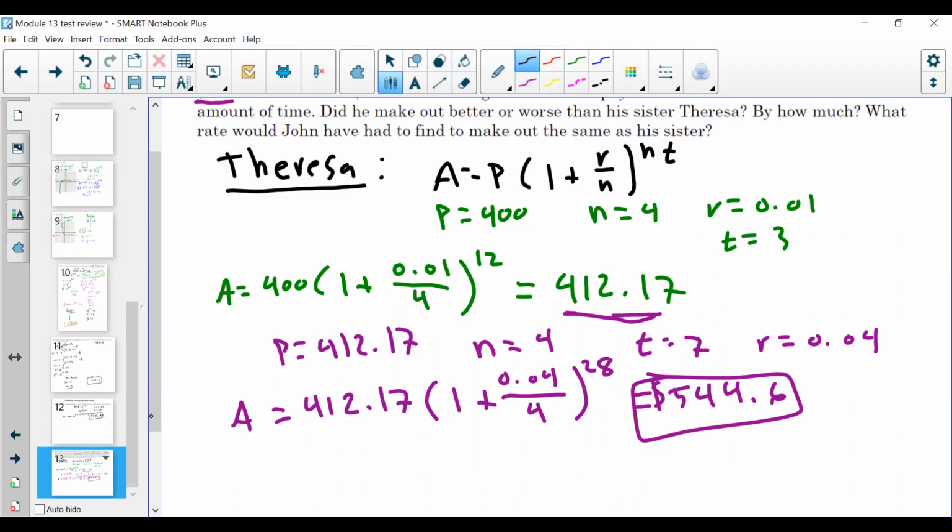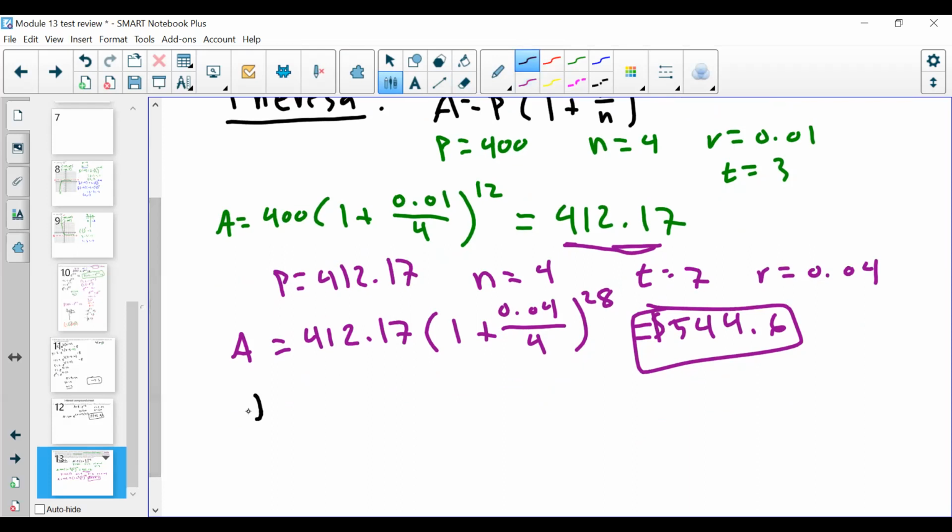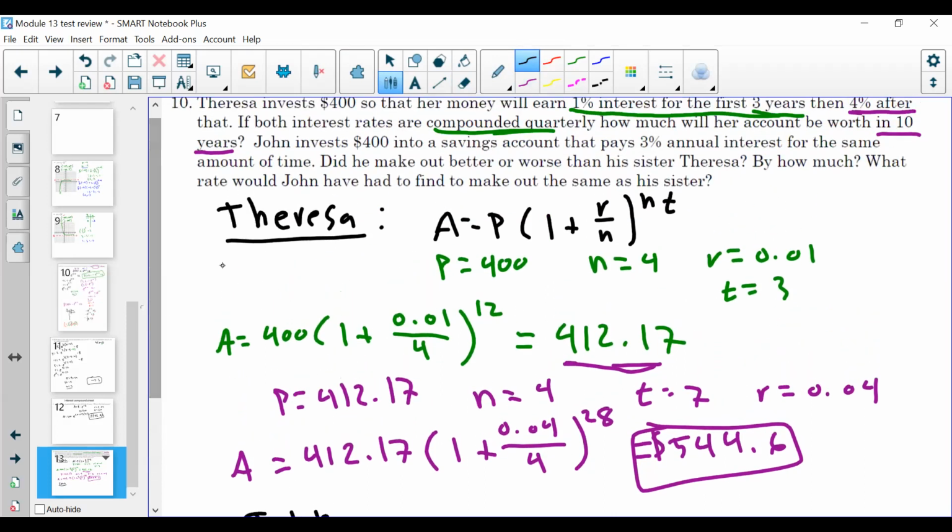Now, if we go on to John and figure out how much money he has in his account, he initially invests the same amount, $400, just like Teresa. He goes into a savings account that pays 3% annual interest for the same amount of time. So it's just one time per year that he gets paid 3% interest on how much money he has in his account, and you can do that for 10 years as well.